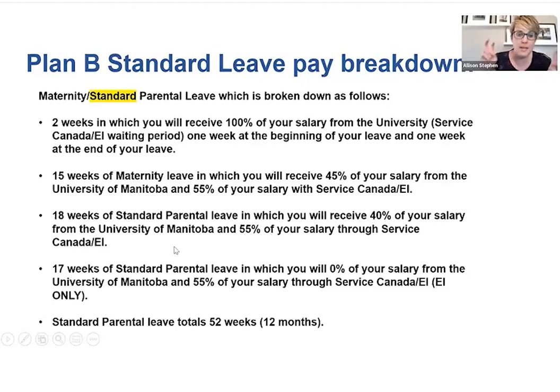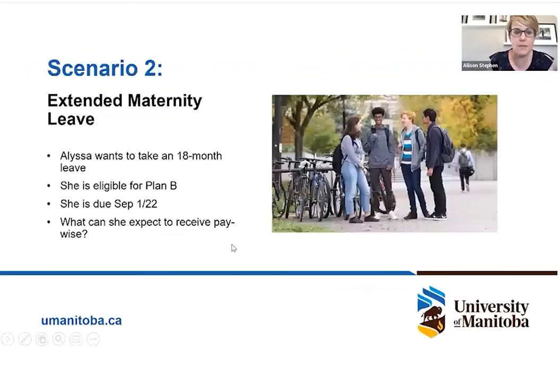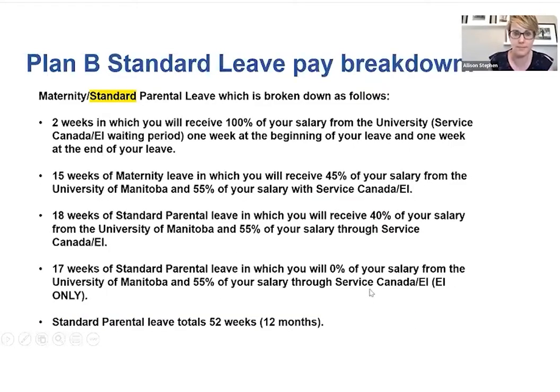Then she'll go to the unpaid leave portion where we don't pay her. She'll only get 17 weeks of EI, which is 55% of her salary, to a max of $638 per week. So the total of the leave is 52 weeks.